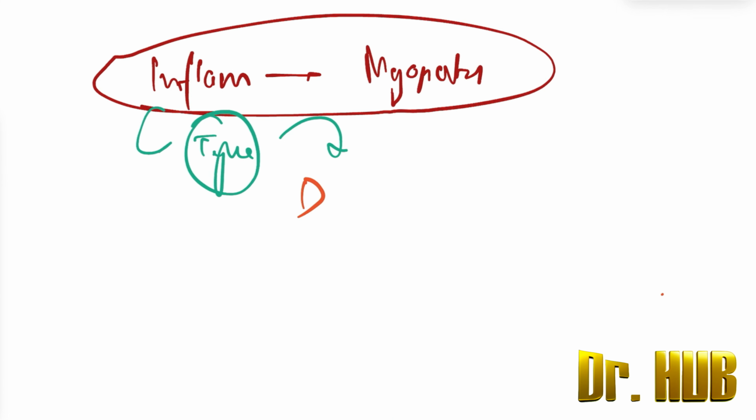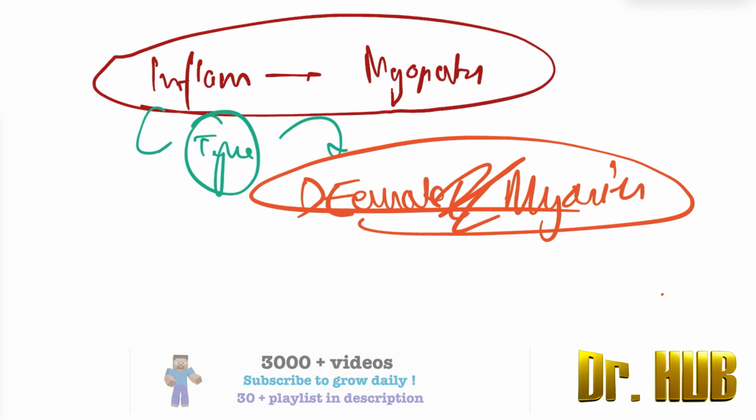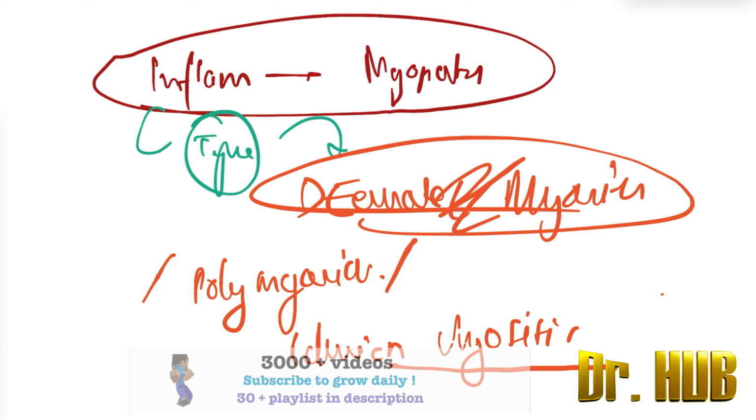First is dermatomyositis. Next comes polymyositis. Then comes inclusion body myositis. We will look at all of these in detail. The first one we deal with is dermatomyositis.